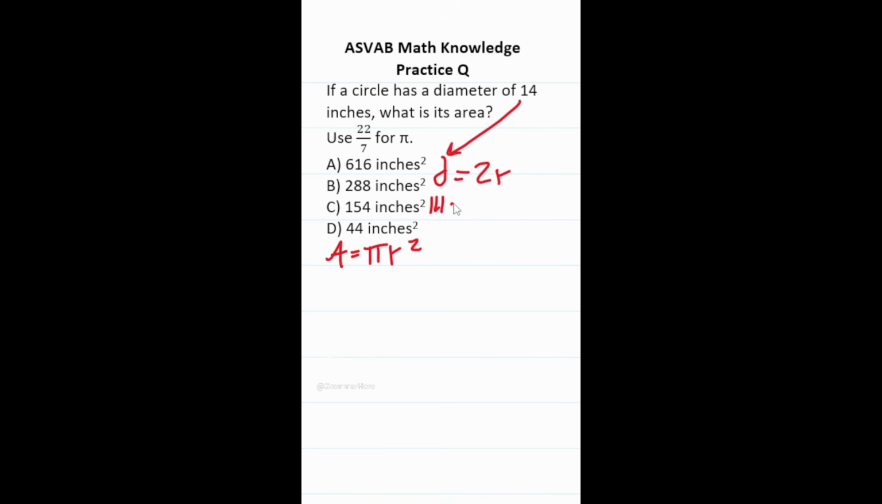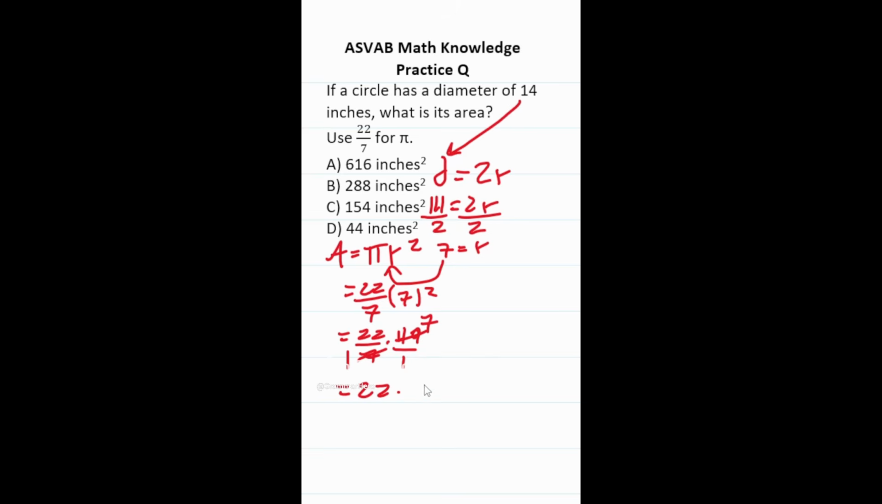Plug in 14 for diameter, solve for r, and this is going to be 7 equals r. Plug in 7 accordingly. This becomes 22 over 7 times 7 squared. This is 22 over 7 times 49. Again, place this over 1 so we can quickly cross reduce. 7 goes into 7 1 time, 7 goes into 49 7 times. 22 over 1 is 22, 7 over 1 is 7. So this is 22 times 7. If you can't do that mentally, do it off to the side very quickly. This is going to be C, 154 inches squared.